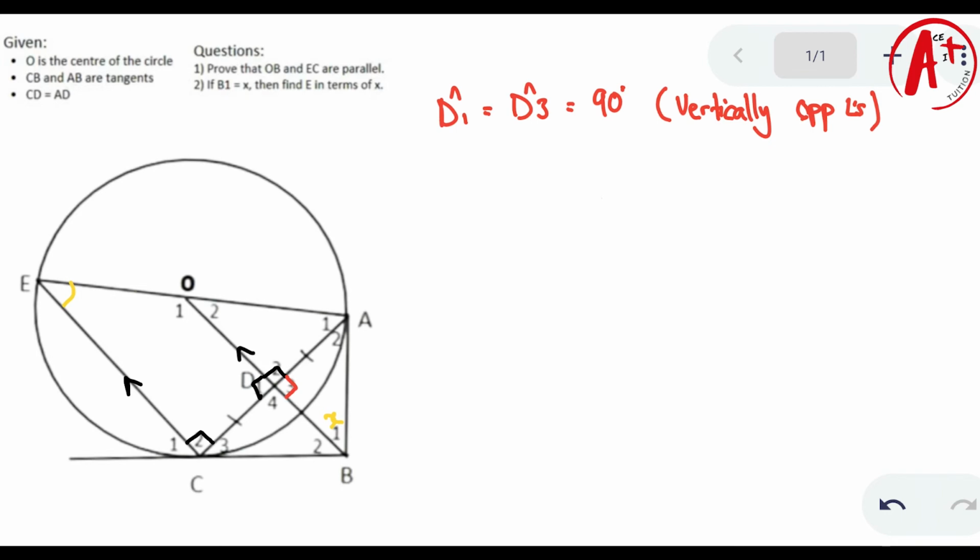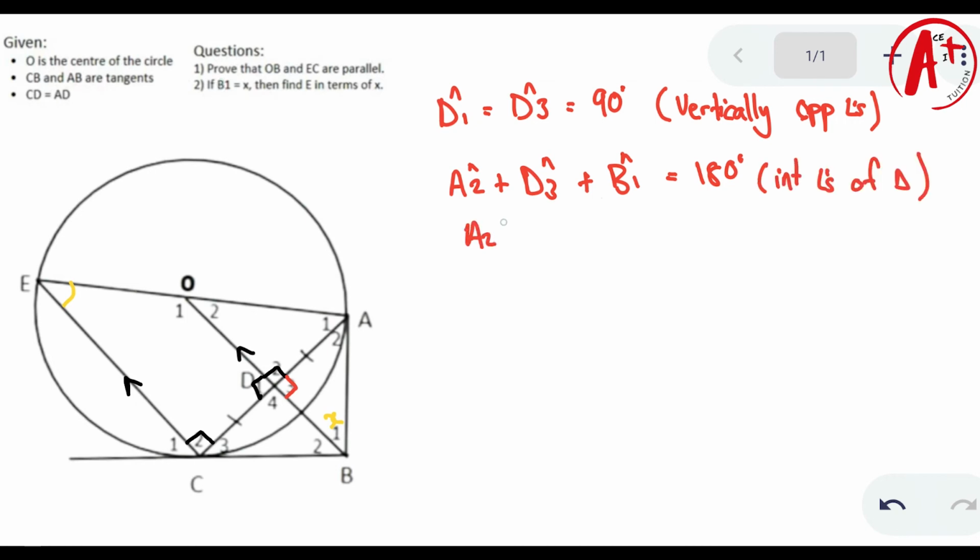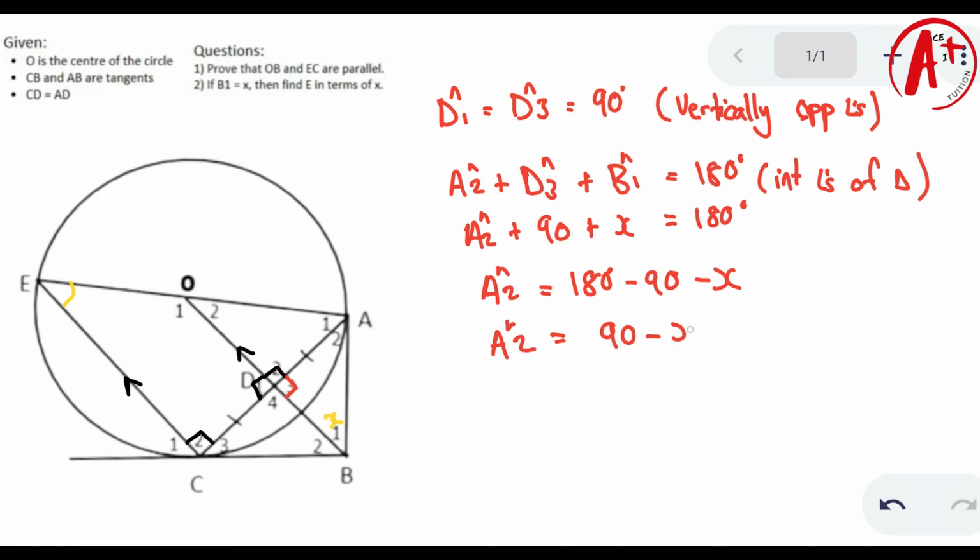Now we can calculate angle A2 using interior angles of a triangle. We know that angle A2 plus angle D3 plus angle B1 has to equal 180 degrees. Our reason would be interior angles of a triangle are supplementary. So, angle A2 plus the 90 degrees of angle D3 plus x of B1 is equal to 180 degrees. If we solve for angle A2, we get angle A2 to be 90 minus x.